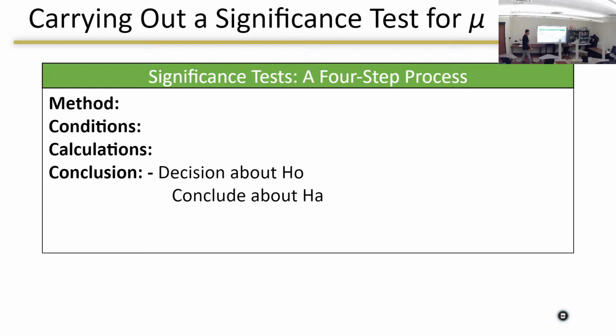Make your decision about Ho. Make your conclusion about Ha. Reject or fail to reject. There is enough evidence or not enough evidence. And then, of course, put it in context.